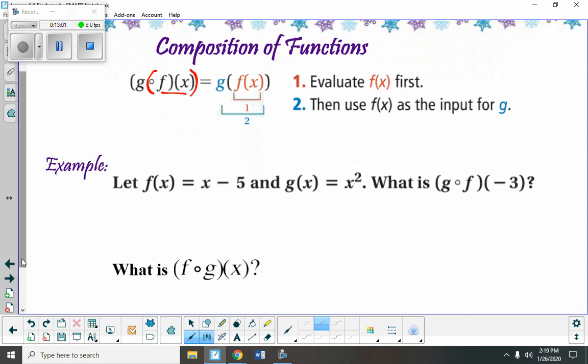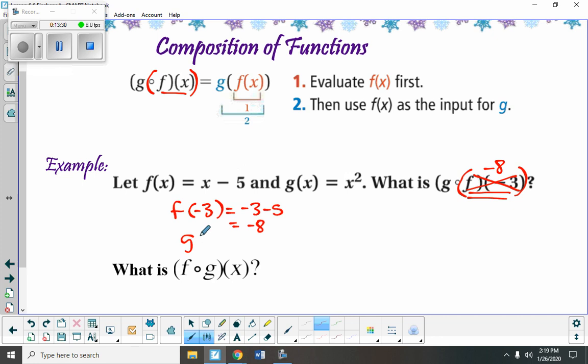So here we have f of x and g of x. What is g of f of minus 3? Start in the insidemost parentheses. So f of negative 3 would be, f of x is x minus 5, so f of negative 3 would be minus 3 minus 5, which is a negative 8. So now that is equal to a negative 8, so we're going to put that value into the g function.